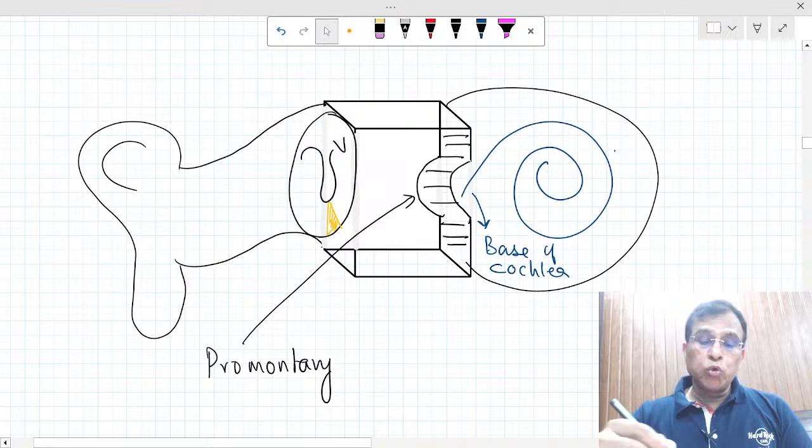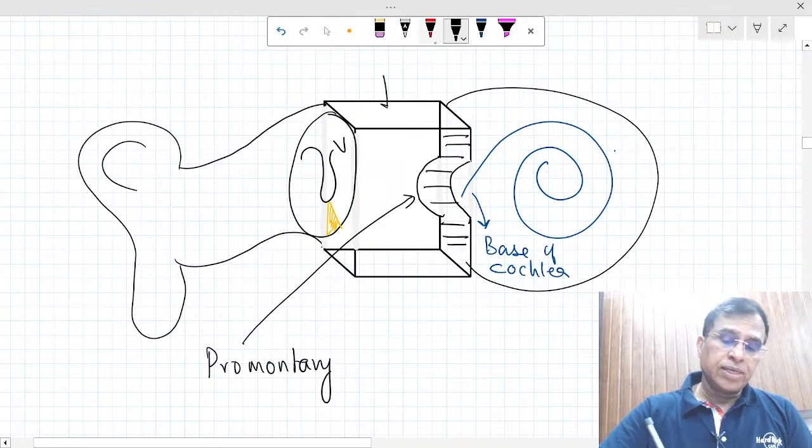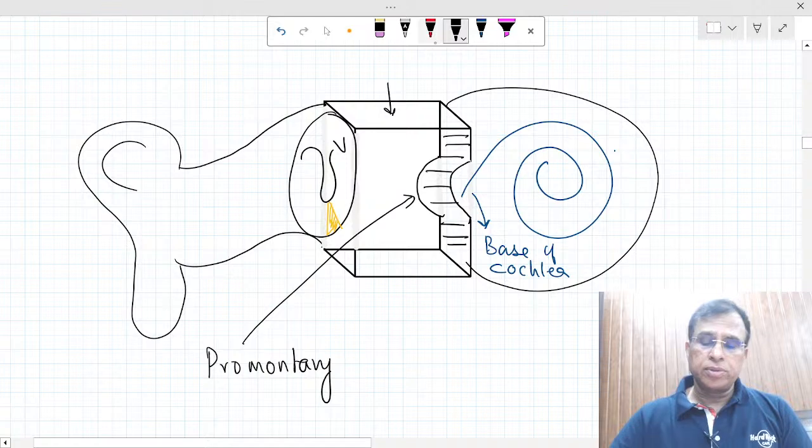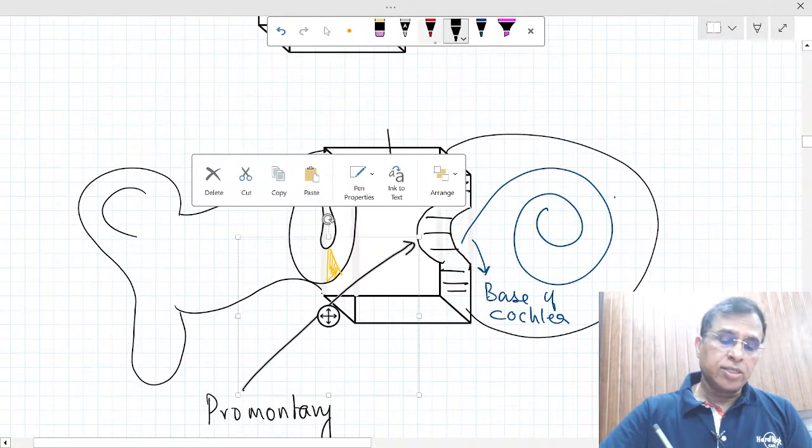Then roof has a name. This roof has a very popular MCQ also. It's a very simple thing, but they ask you, it's called tegmen tympani.